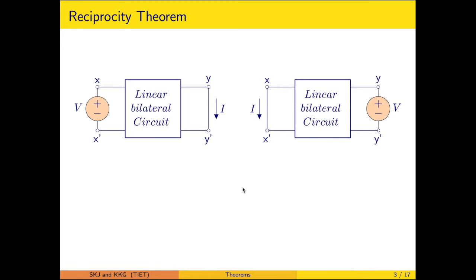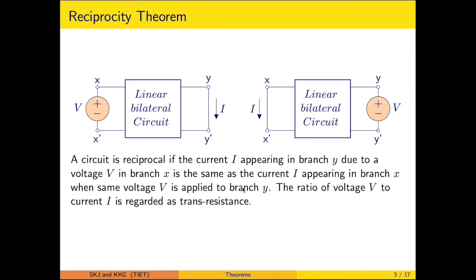So just to define it further, a circuit is reciprocal if the current I appearing in a branch Y due to the voltage V in the branch X is the same as the current I appearing in the branch X when the same voltage V is applied to branch Y. So the ratio of this input voltage to the output current is regarded as the trans resistance. Otherwise the dimension of V upon I is the resistance dimension, but there is no direct connection of the circuit elements. So that's why the name trans resistance is given.